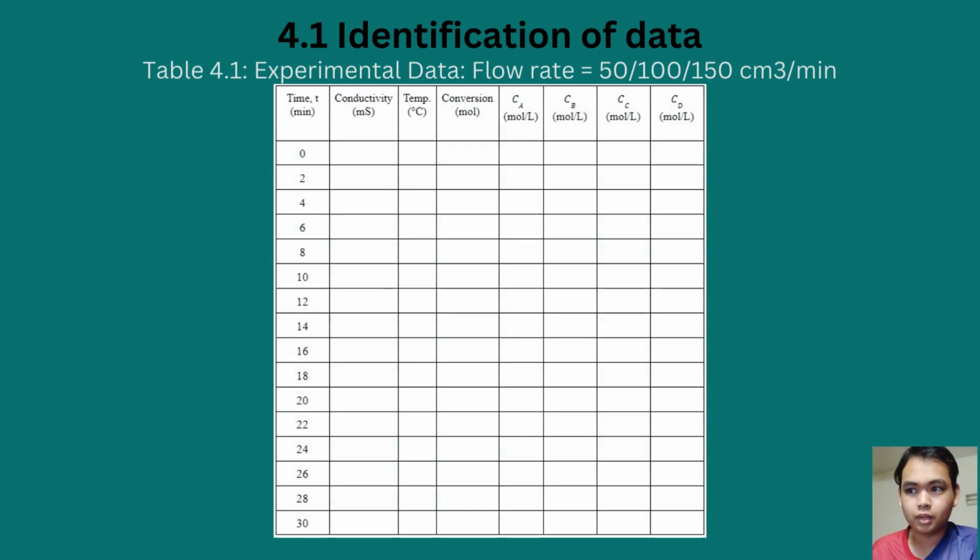Okay, so for the experimental plan, 4.1 identification of data, table 4.1 shows the experiment data with flow rates of 50 centimeter cubic per minute, 100 centimeter cubic per minute, and 150 centimeter cubic per minute. In the table, we have time in minutes, conductivity, temperature, conversion, CA, CB, CC, and CD. And for the time, we have until 30 minutes.